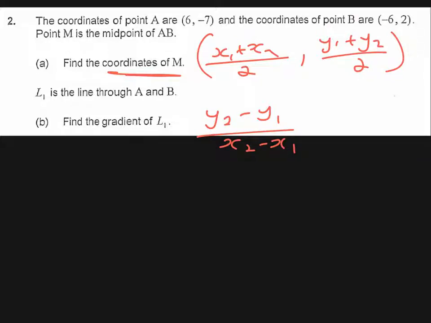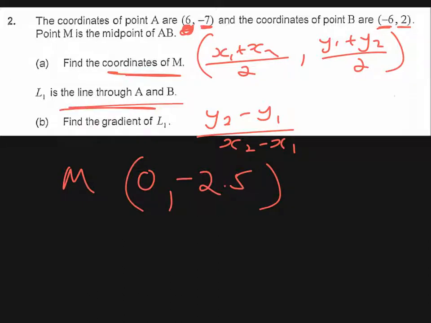So all we've got to do for that is just add together x1, which is 6, and x2, which is -6. We should be able to see that that is going to give us 0. And then the y coordinates, if we add -7 and 2, we're going to get -5, which divided by 2 is going to give you -2.5. So very straightforward. L1 then is a line which goes through A and B.